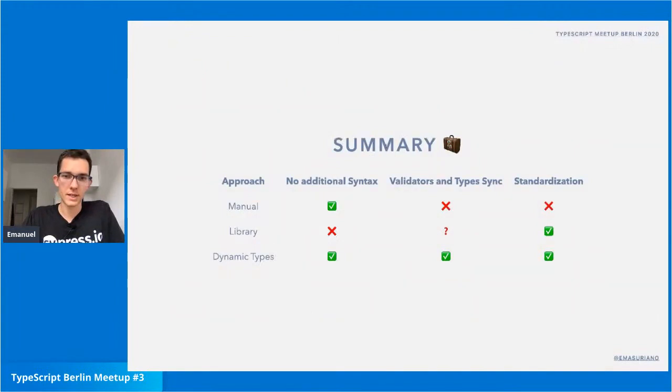So after that, I decided to create a table comparing all the approaches that we just saw. On the left side, we have the different approaches: manual, using a library, and dynamic types. So let's go column by column.